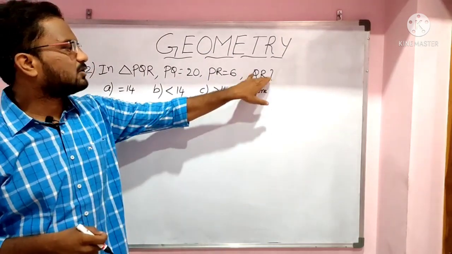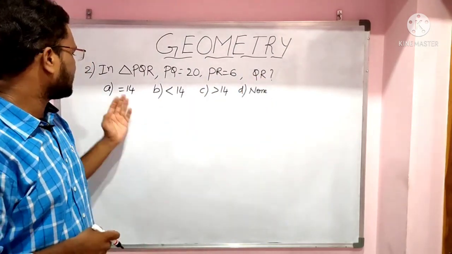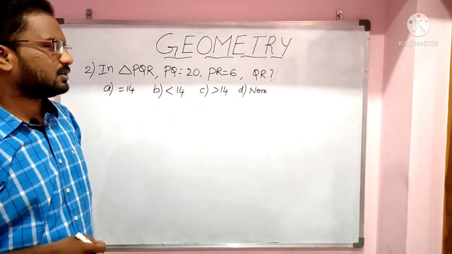Second question: in triangle PQR, PQ equals 20, PR equals 6. Then we need to find QR. The options are: equal to 14, less than 14, greater than 14, and none.